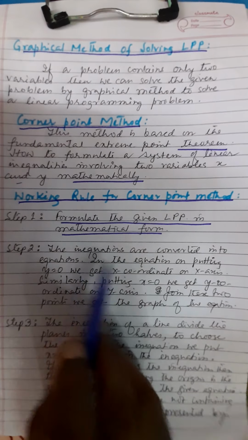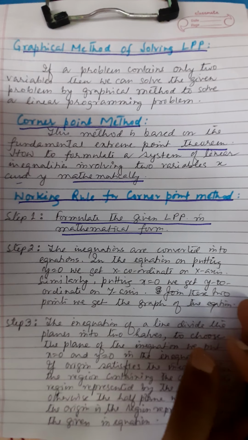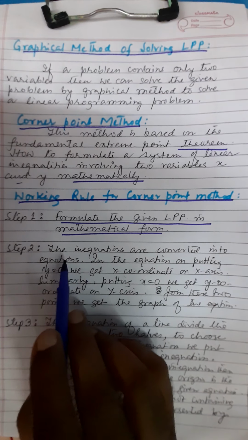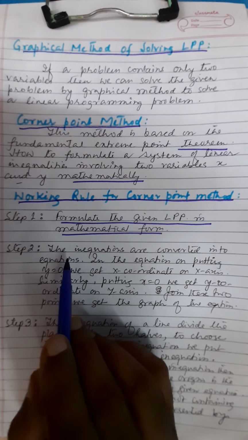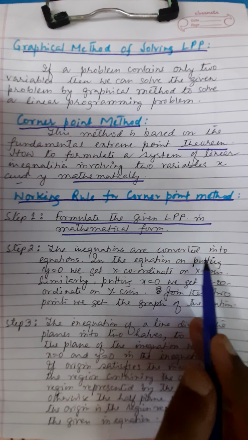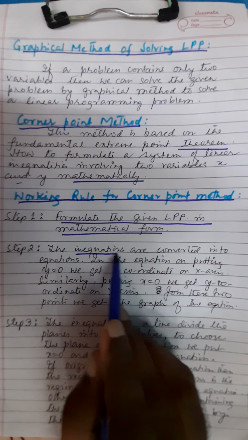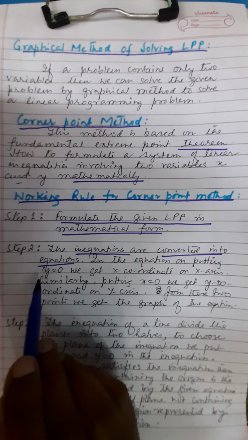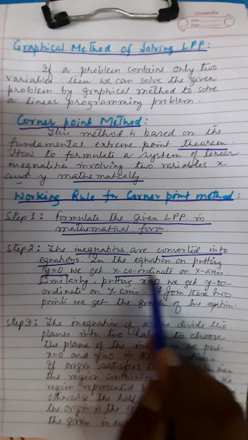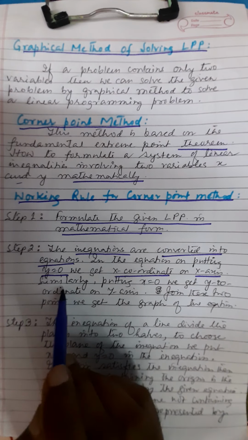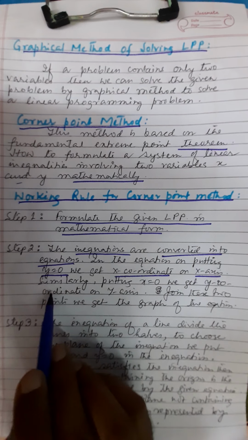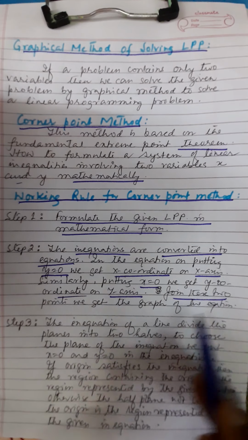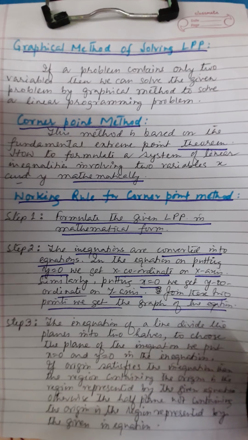Step 2. In the mathematical formulation of the LPP, we will get one objective function and some constraints. The constraints are in the form of inequations. First, we have to convert the inequations into equations. In the equation, on putting y equal to 0, we will get the x coordinate on the x axis, and similarly on putting x equal to 0, we will get the y coordinate on the y axis. Join these two points, and we will get the graph of the equation.